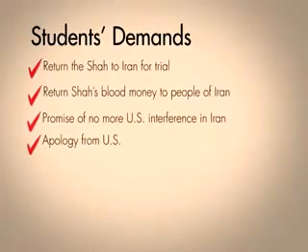The apology never came, but 20 years later, Secretary of State Madeleine Albright did acknowledge the U.S. role in Mossadegh's overthrow. So Khomeini took power in 1979 and instituted a government under Islamic law.